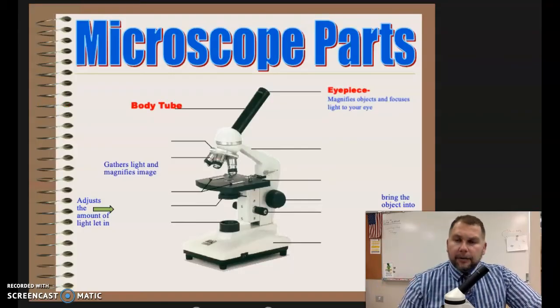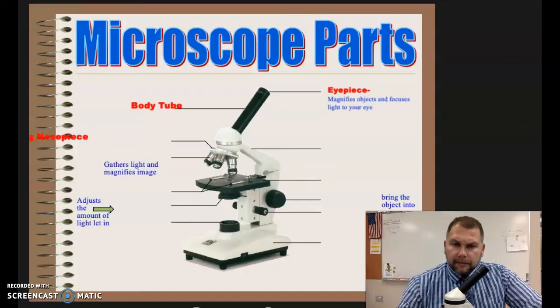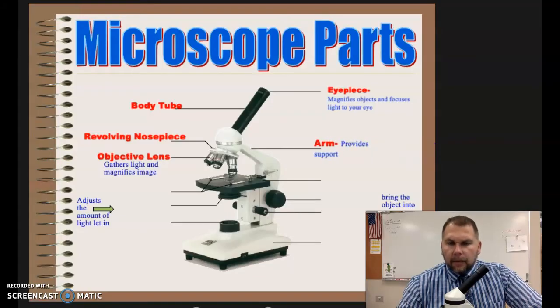Then we have the body tube coming from the eyepiece. Moving on down, there is the revolving nose piece. The objective lenses fit into the revolving nose piece. The arm holds up the top part of the microscope. There's the stage, which will hold the slide. The stage clips, which will hold the slide in place. The coarse focus and the fine focus.